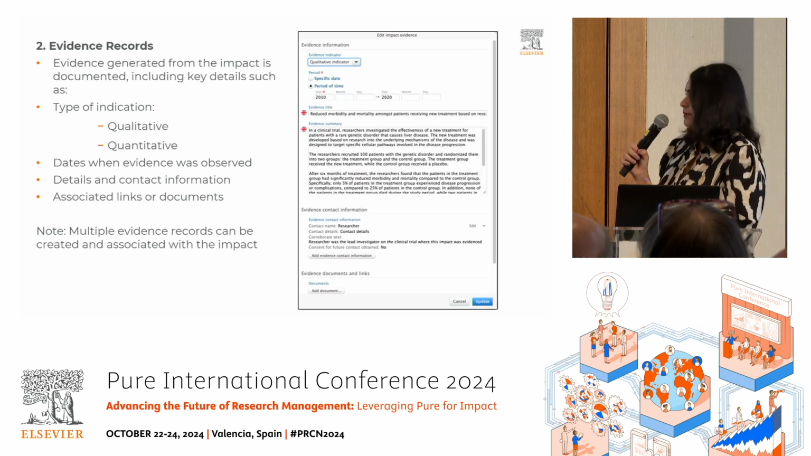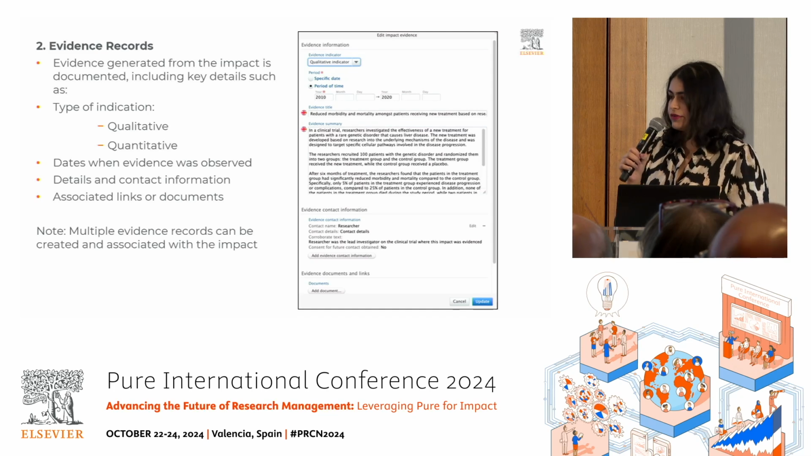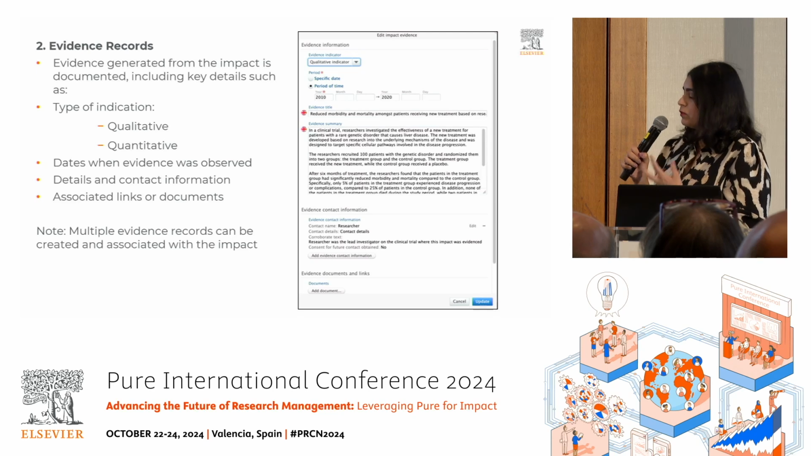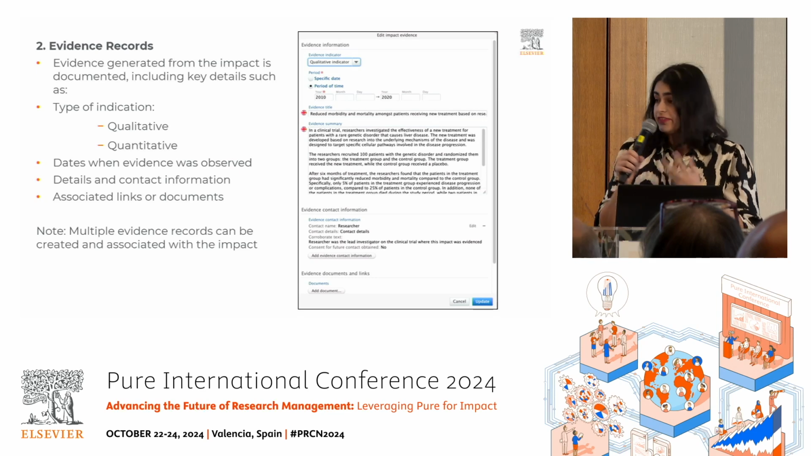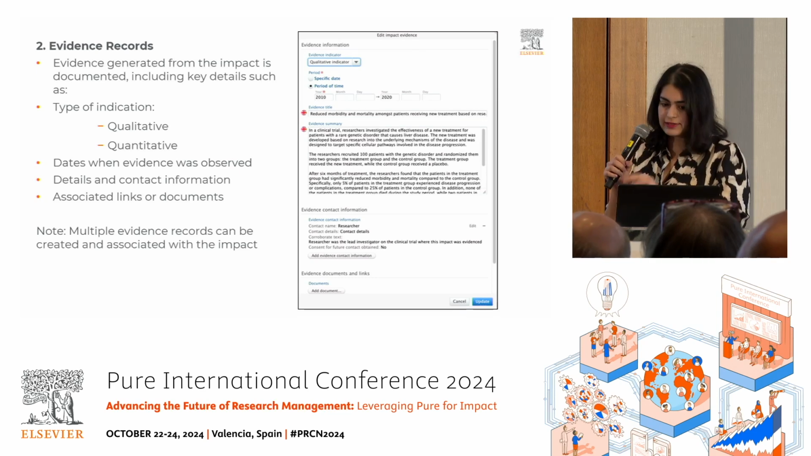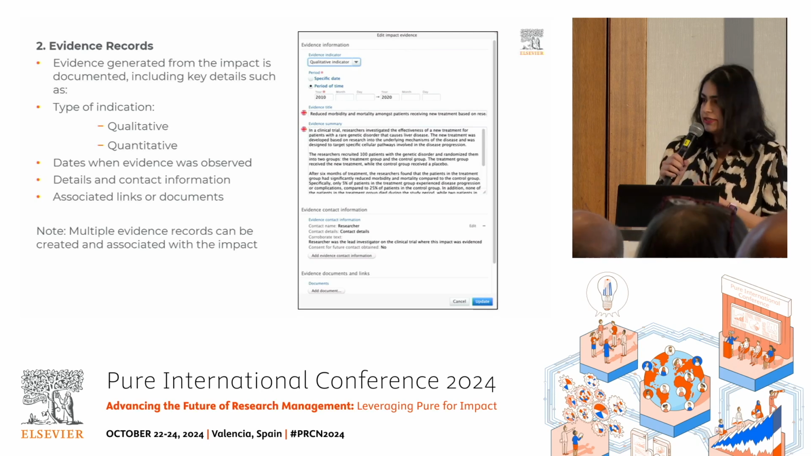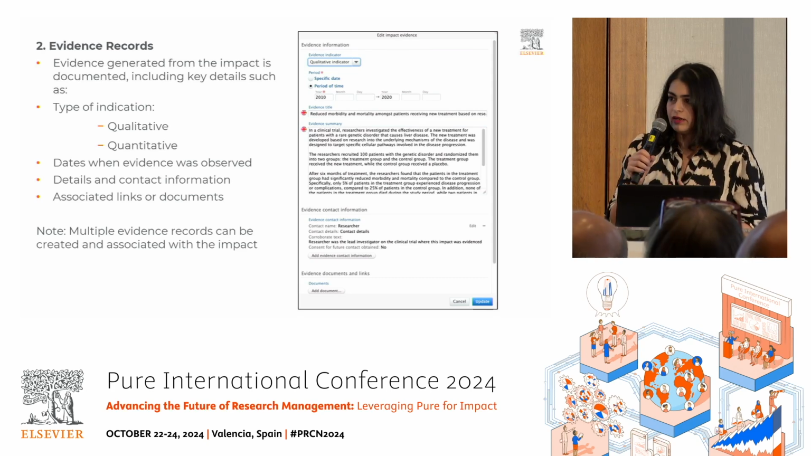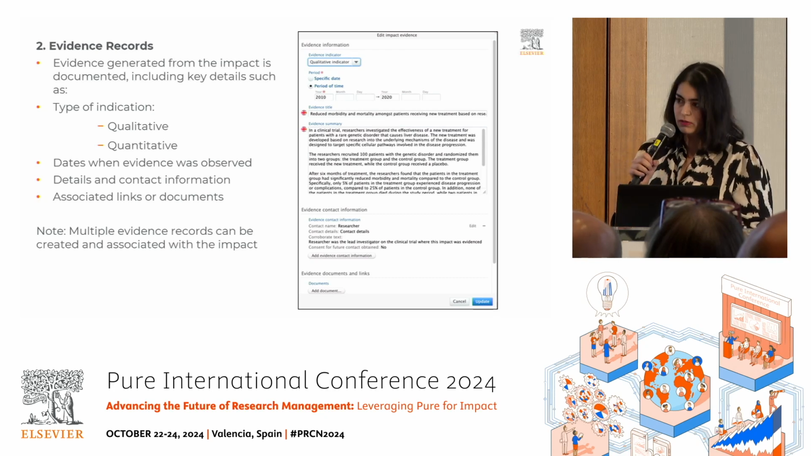So you can, as I mentioned, add evidence records. You can add qualitative and quantitative parameters or indicators. So that could be something along the lines of any kind of award or policy information and things like that. Even testimonials, so you can add certain indicators as part of the impact record. Of course, the dates where the evidence was observed, any additional details and contact information, and then corroborating evidence and documents or any links that make the record more robust. And just to note, multiple evidence records can be created and associated with impact.